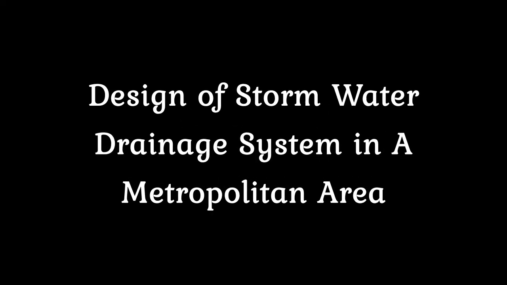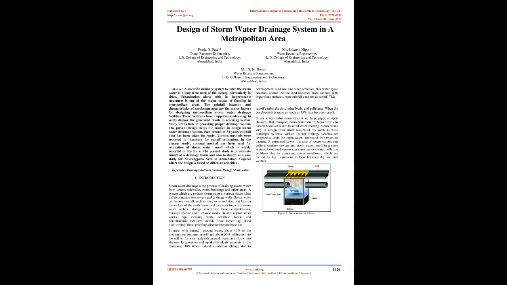Design of storm water drainage system in a metropolitan area. Abstract: a scientific drainage system to catch the storm water is a long-term need of the society, particularly in cities. Urbanization along with its impermeable structures is one of the major causes of flooding in metropolitan areas.